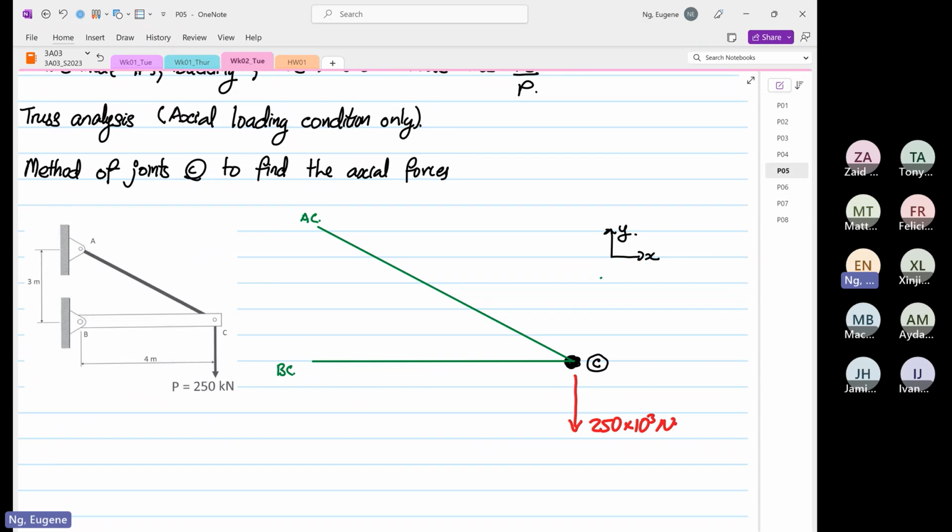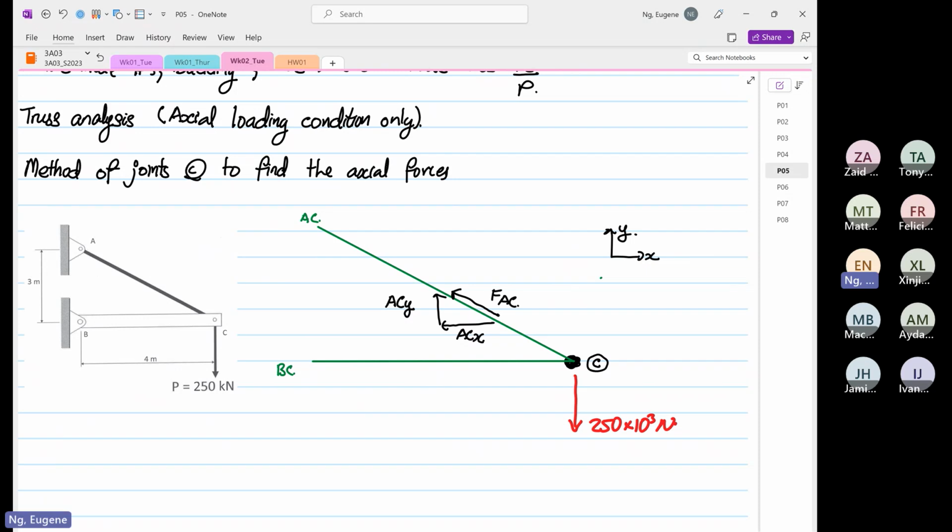Okay, the only member that could carry the vertical load 250 times 10 to the power 3 Newton is member AC, because member BC is horizontal, it cannot take any vertical load. So we will have over here, this is our ACY. And if that's your ACY, this direction will be your ACX. And then this direction over here will be your FAC.